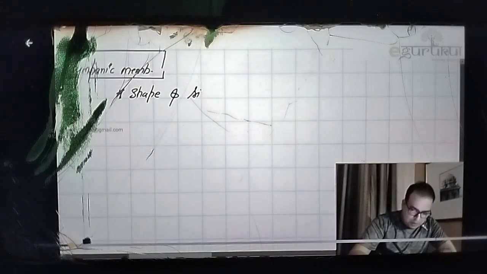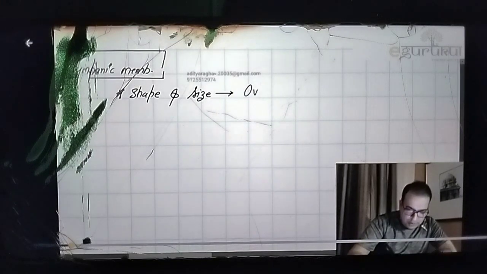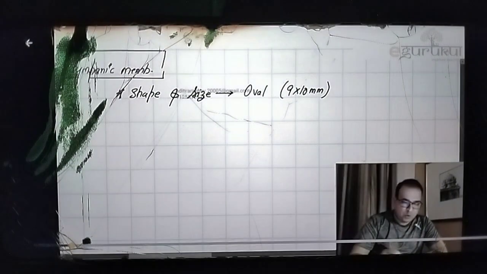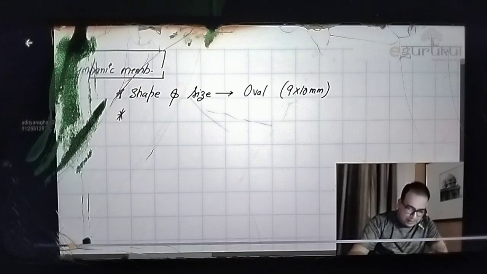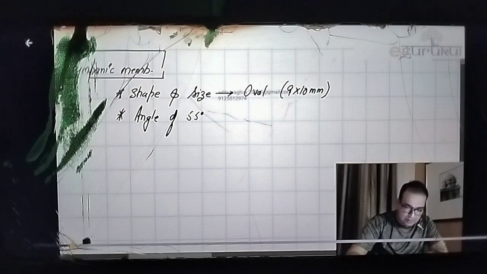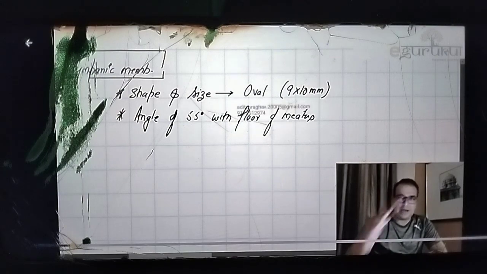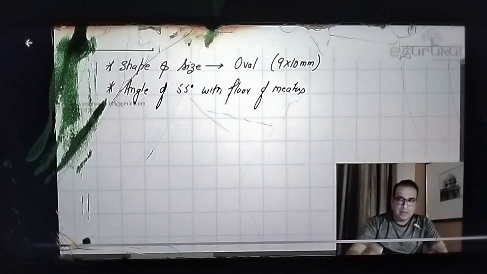If I talk about the shape and size, this is oval in shape, as we said, and the size is 9 into 10 millimeters. This tympanic membrane is oval in shape, 9 into 10 millimeters, and as I said, it makes an angle of 55 degrees with the floor of the meatus, the external auditory meatus. So see the tympanic membrane.